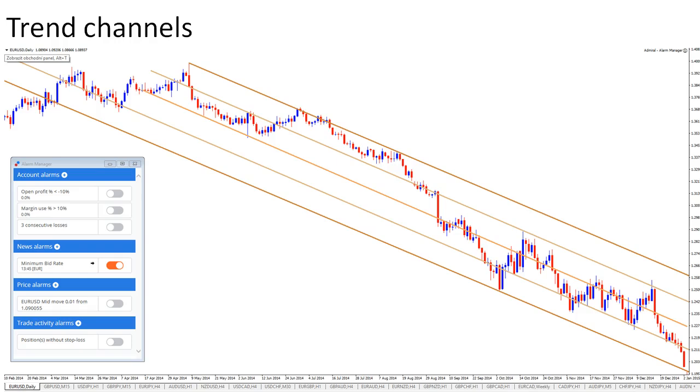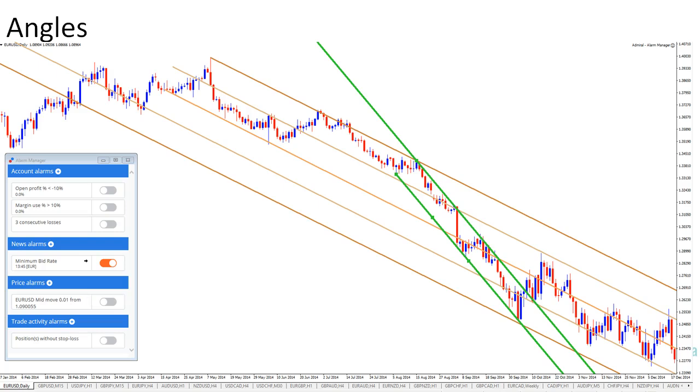So let's talk about the details now of all of these characteristics that I just talked about. Let's first start with the angle. A trend channel is supposed to have an angle something like what you see here. This is a good angle.